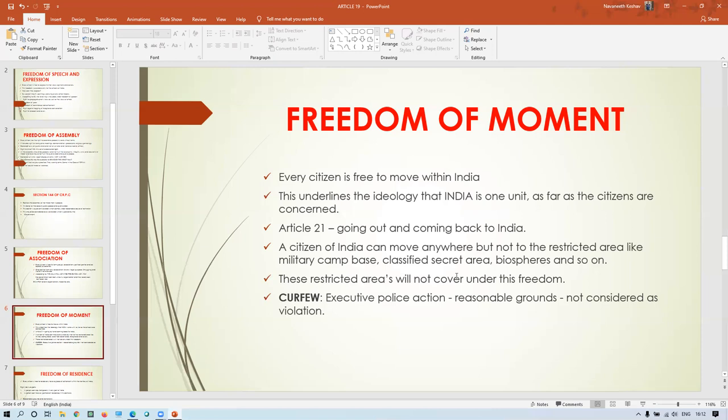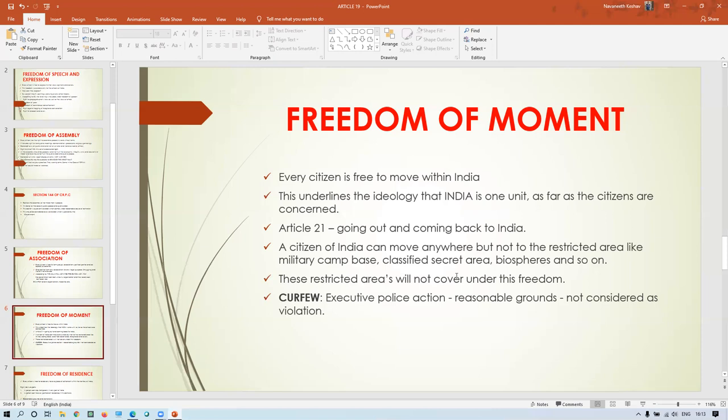You cannot just move to a military camp wherein you're not supposed to go, and you cannot claim that I have the freedom to move. It is discussed under Article 19. No, that is not happening, because it is clearly mentioned that it is a restricted area. So you should not be moving there. Else you can go anywhere. So curfew. Now what about curfew? Is curfew a freedom of movement? That is what we are going to discuss here.